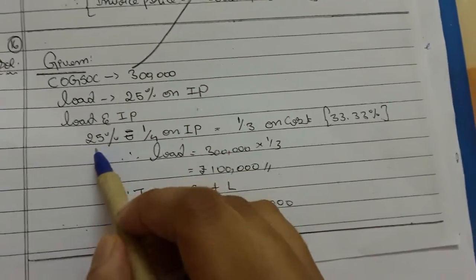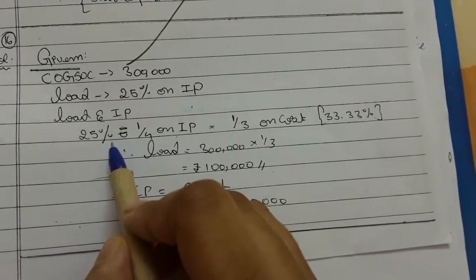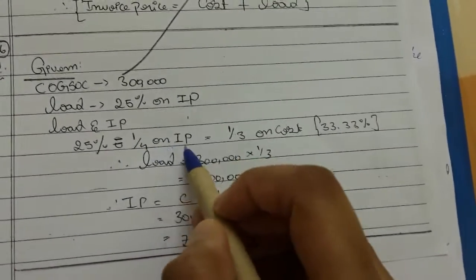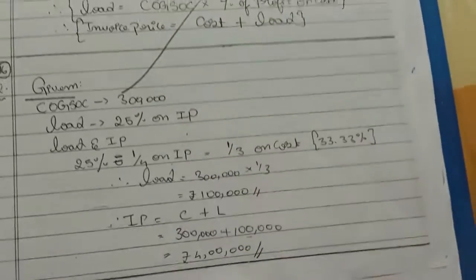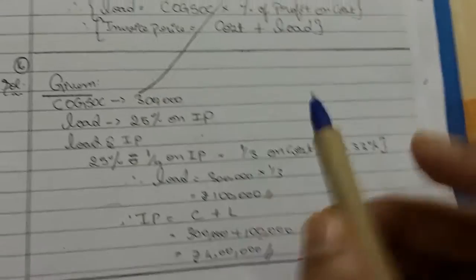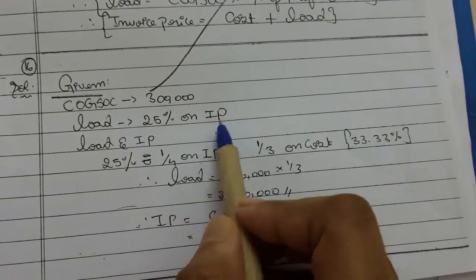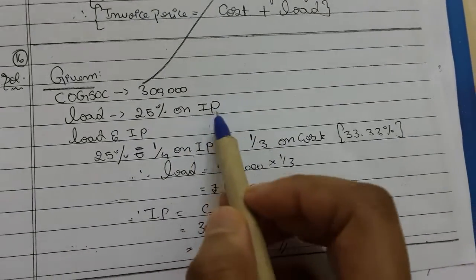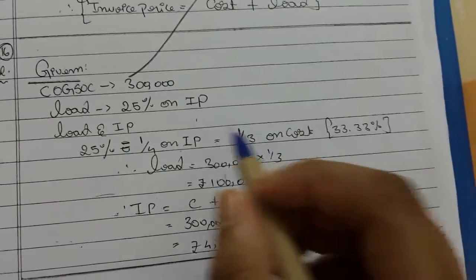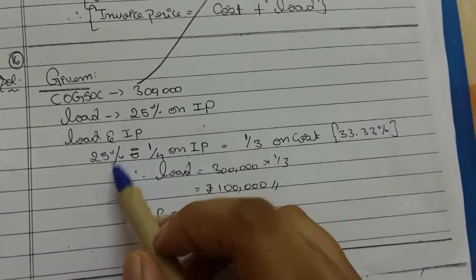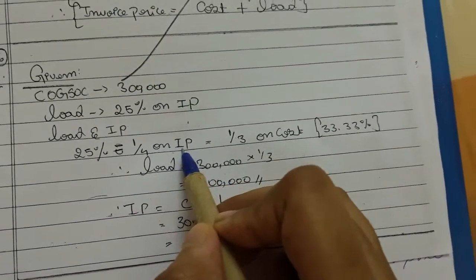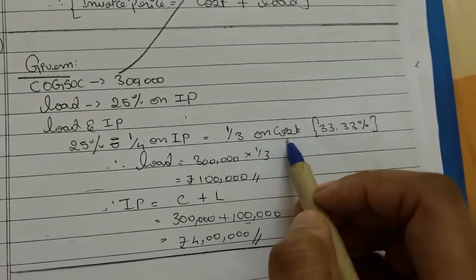So if it is 25% on profit, 25% on profit is 1 by 4. We can also take that as 1 by 4 on invoice price. So that will be equal, for cost it will be 1 by 3, that is 33.33%. Here they are given on invoice price, meaning profit price, so we are supposed to convert it into cost price. How will we be converting? There is a format, right? So 25% can also be written as 1 by 4. It is 1 by 4 on invoice price, which means 1 by 3 on cost.